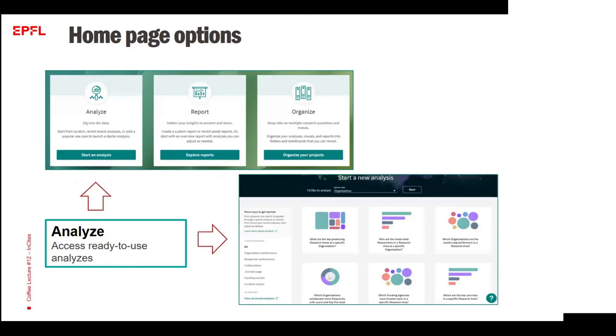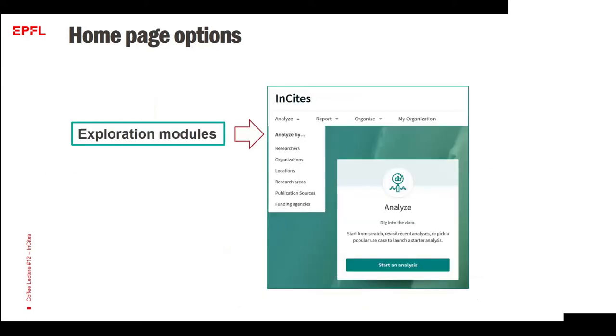Now, let's have a look at how the tool is organized. On the home page of InCites, you will find three navigation options: the analyze option, the report option, and the organize option. In the analyze section, you can access ready-to-use analyze templates. Once you click on analyze, different modules are available to start your analysis.